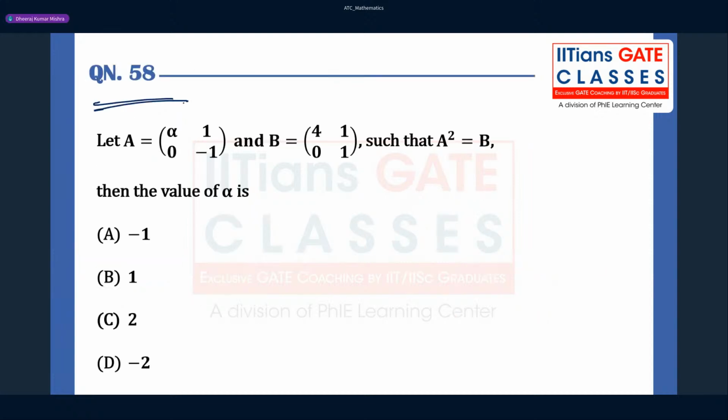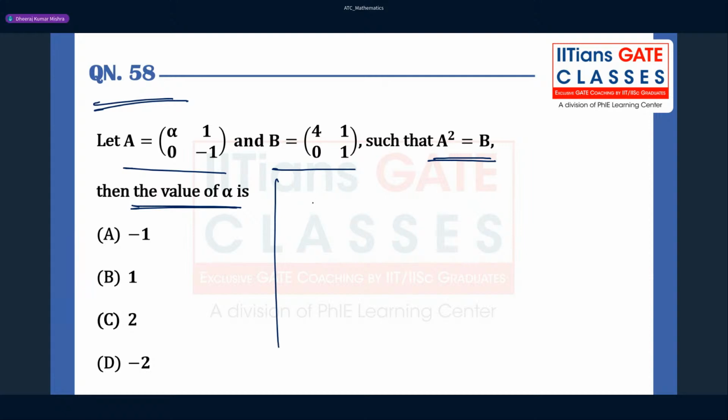Next question is this, guys. Please try. Here we can invest some time, right? It will take only 20 seconds. What they have given is A matrix, and B matrix is given. They are asking A square equal to B. So what will be the value of alpha?